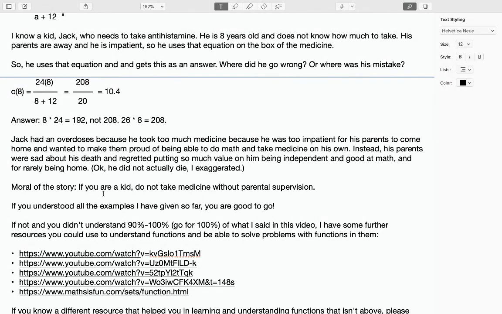So Jack had an overdose because he took too much medicine, because he was too impatient for his parents to come home, and wanted to make them proud of being able to do math and take medicine on his own. Said his parents were sad about his death and regretted putting so much value on him being independent and good at math, and for rarely being home. Okay, yeah, he did not actually die. I exaggerated. But the moral of the story is, if you are a kid, do not take medicine without parental supervision. But you're probably not a kid because you wouldn't be learning functions. But I don't know, maybe.